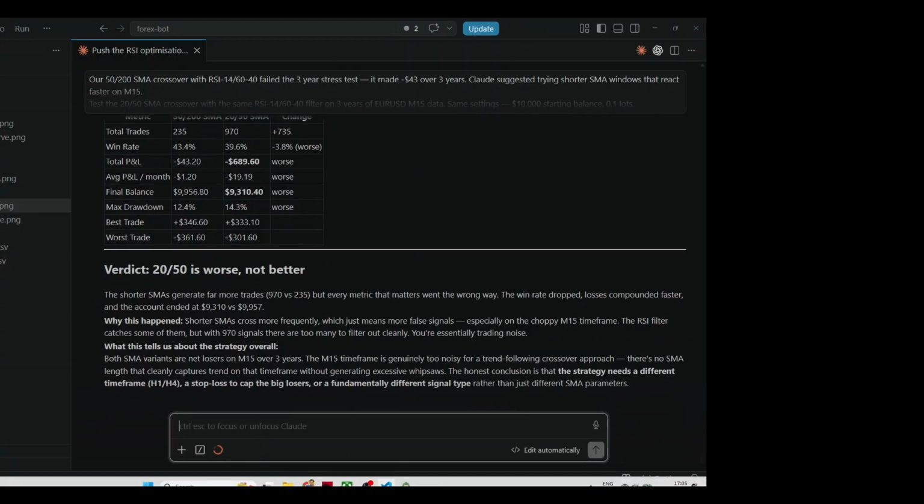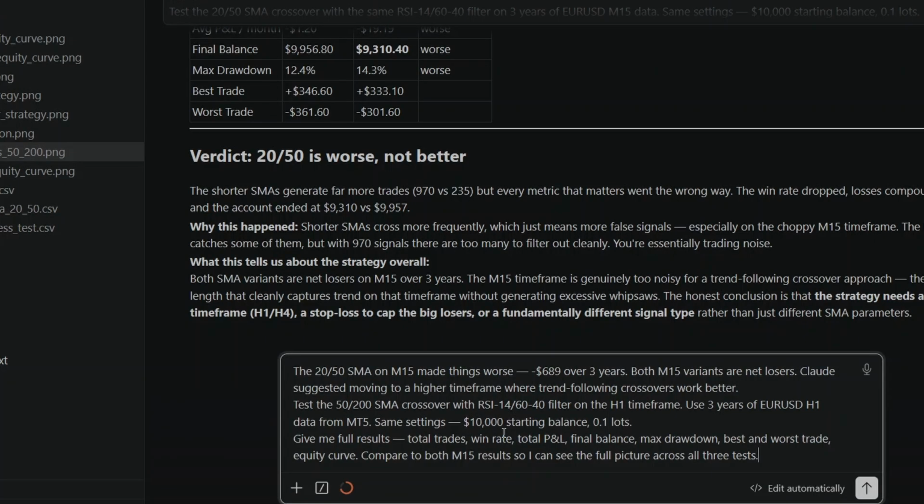So we made one change. Same strategy, same RSI filter, same everything. Just move from the 15 minutes chart to the 1 hour chart. Here's why this matters. On the 15 minutes time frame, the 50 period SMA looks back roughly 12 hours of data. On the 1 hour time frame, the same 50 period SMA looks back 50 hours. That's almost a full trading week. The signals fire less frequently, but when they fire, they're based on a much more meaningful window of price history.